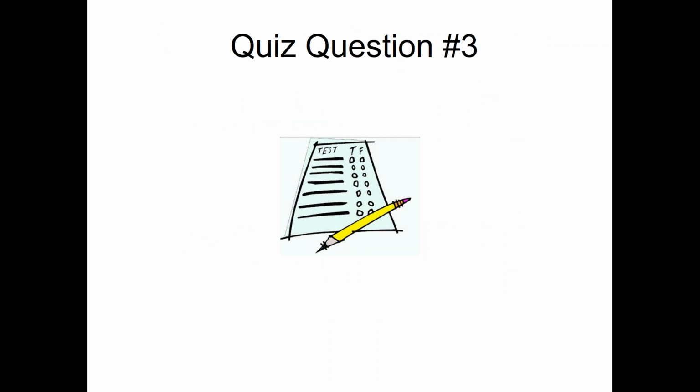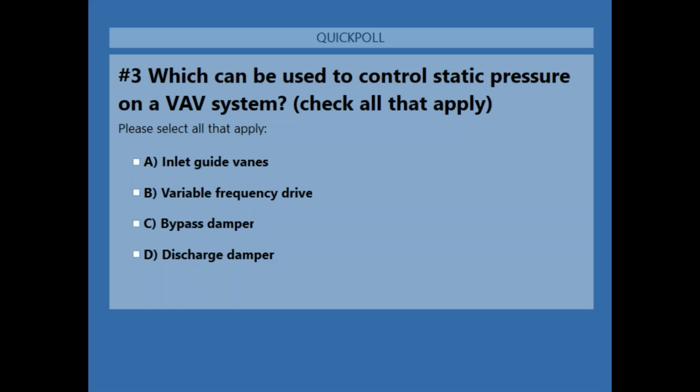All right, quiz question number 3. Which can be used to control static pressure on a VAV system? Check all that apply. I'm telling you there's more than one answer. Which can be used to control static pressure on a VAV system? A, inlet guide vanes. B, variable frequency drive. C, bypass damper. D, discharge damper. And I have to press launch because I'm an idiot. Now, there you go.